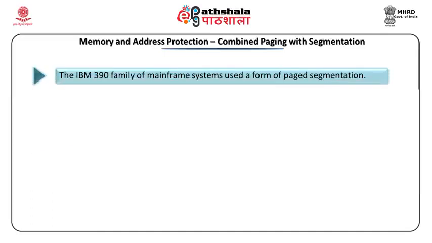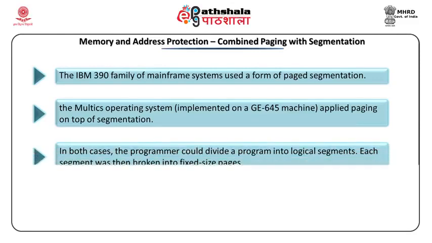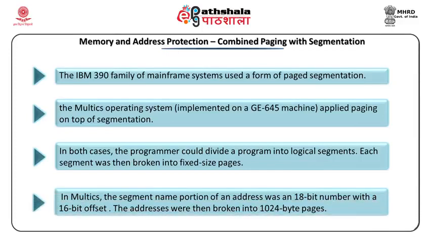Combined paging and segmentation is used in the IBM 390 family of mainframe systems. Similarly, the Multics operating system applied paging on top of segmentation. The programmer could divide a program into logical segments. Each segment was then broken into fixed size pages. In Multics, the segment name portion of an address was an 18-bit number with a 16-bit address. The addresses were then broken into 1024 byte pages. The translation process is the same as we have seen in the figure previously.